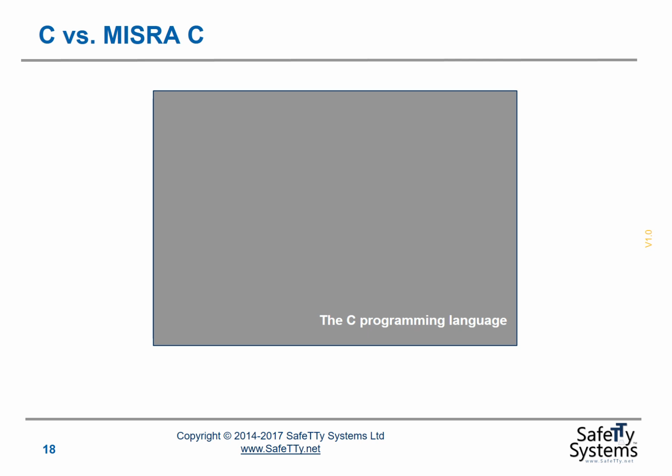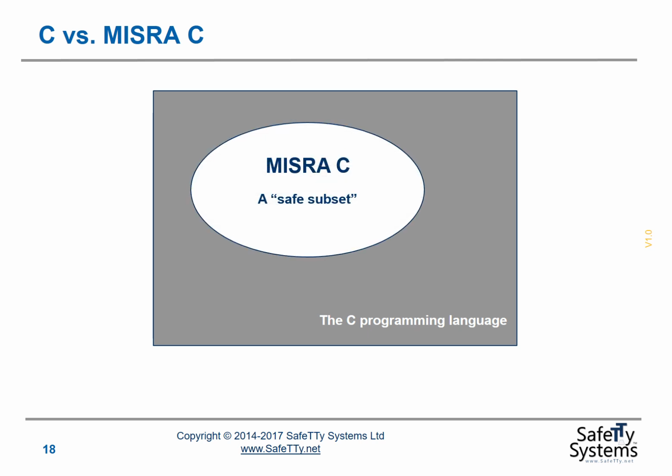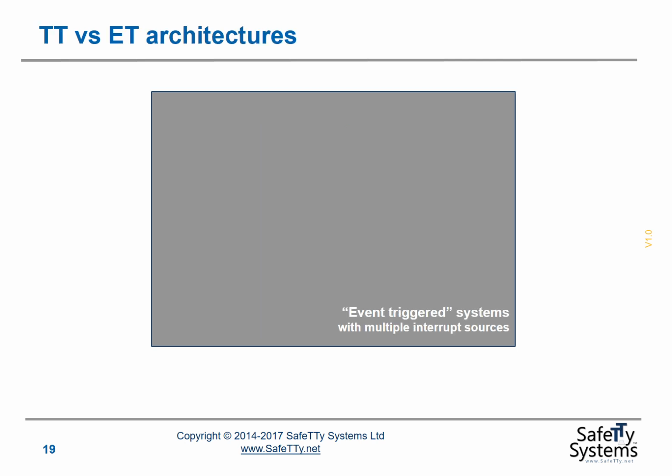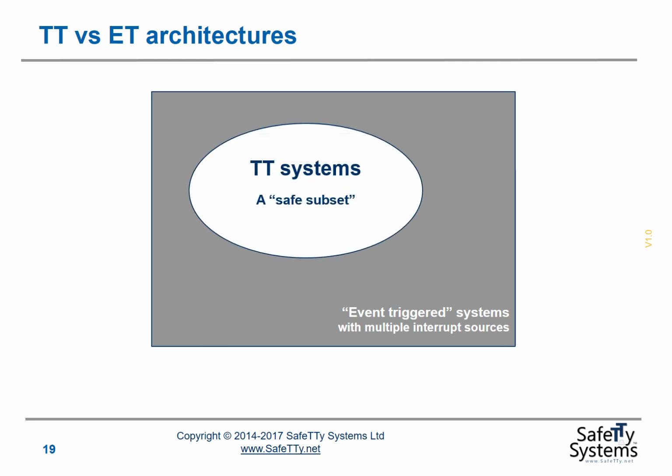We talked in general terms about the differences between the C programming language and MISRA C as a safer subset of the C programming language. In the same way, when we consider time-triggered and event-triggered architectures, time-triggered systems are a safer subset of a more general class of event-triggered systems. Essentially, in most cases, what we are doing is reducing the number of interrupts in the system, making it easier to ensure that we have a controlled number of system states and that we can keep track of whether the system is in an expected state or not during the system execution.